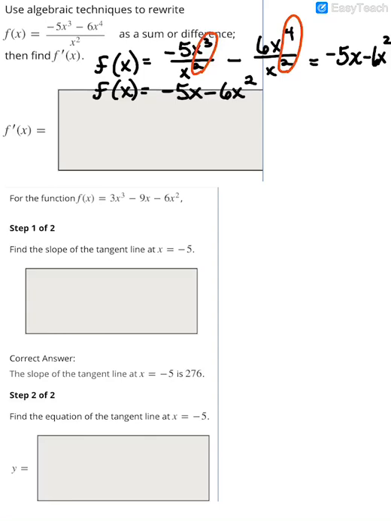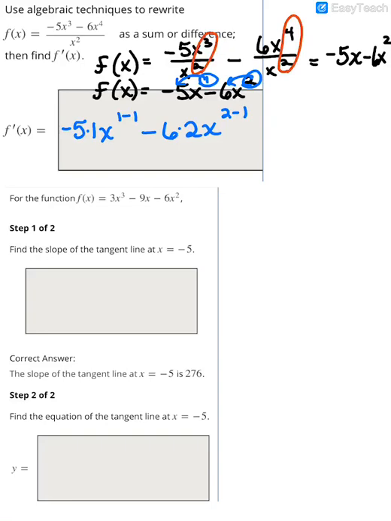Okay, so on the first term, it's understood to have a power of 1. I pull it to the front, and I multiply it by the negative 5, and then I decrease that power by 1. And then I have a minus 6. I'm going to pull the power of 2 to the front and multiply it by the minus 6, and then decrease that power by 1.